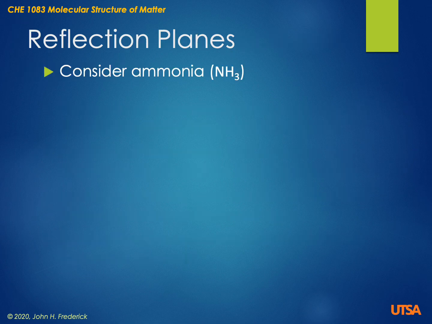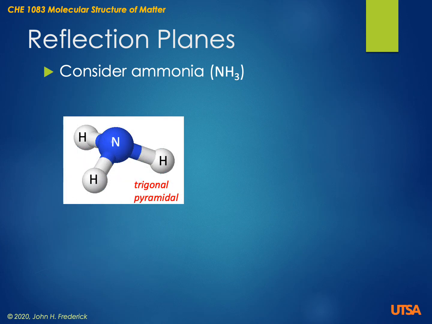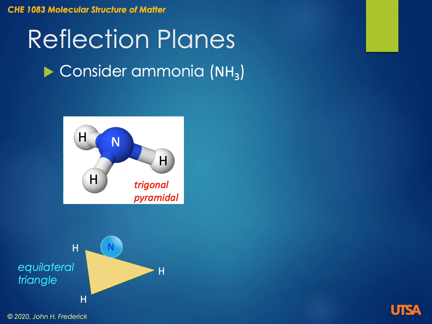So what about reflection planes? We're going to consider ammonia as an example. Here's a picture of ammonia and what it looks like. It's a trigonal pyramidal molecule. If we were to create a little abstract statue of ammonia, we might start with a triangular base, which represents where the hydrogens sit. And then we would bring nitrogen down to connect to it, and it would create a little tripod stand, if you will, a little trigonal pyramid that is the object that we want to find the symmetry of.